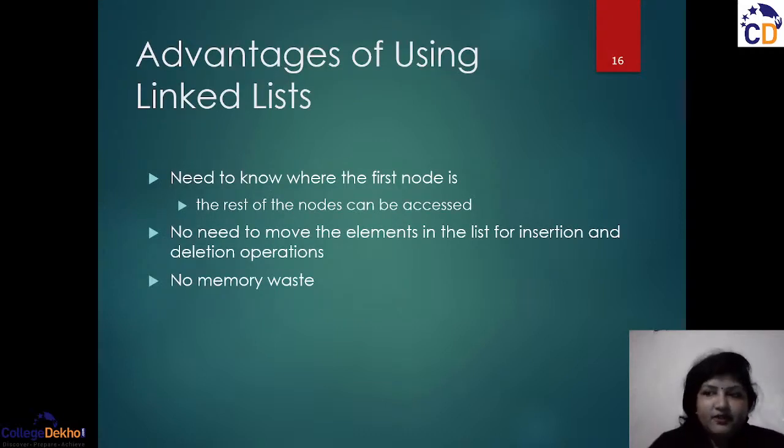Then we have the main thing, the advantages of linked lists that we have just seen. You need to know where the first node is; the rest of the nodes can be accessed from it. You need not see all the addresses. The first node carries the link part that holds the address of the next element in the list. So if you know the address of the first node, you can find the other nodes. There is no need to move the elements in the list for insertion and deletion operations. There is no wastage of memory. The main and biggest advantage of linked lists is no memory wastage.